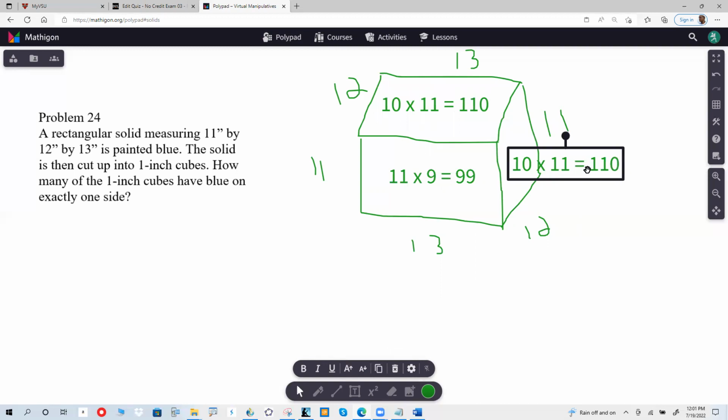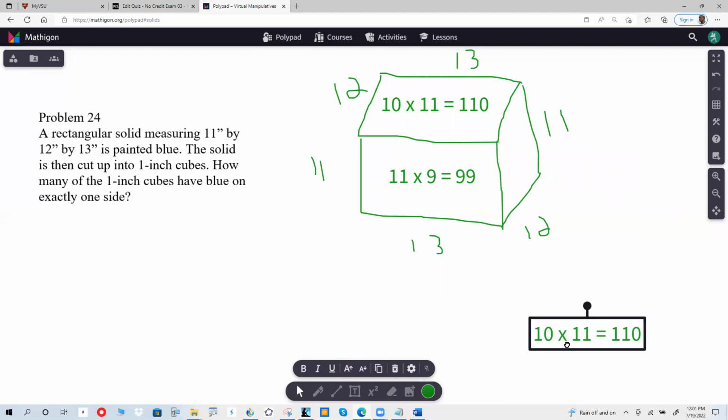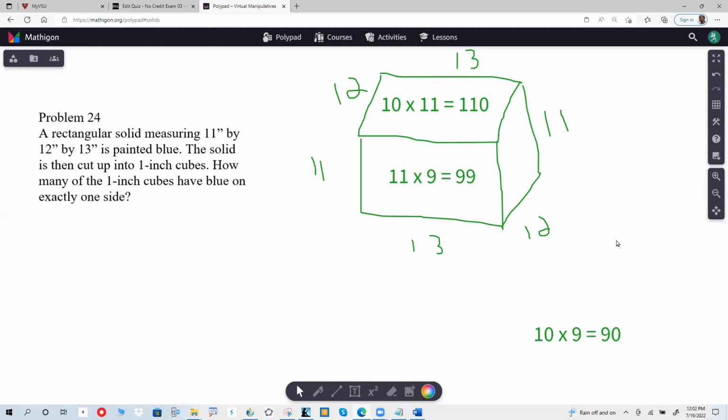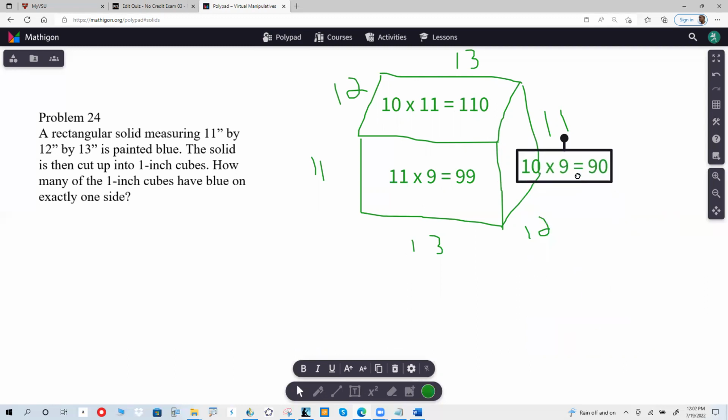Here, it'll stick out. It's okay. 12 minus 2 is 10, and 11 minus 2 is 9. 9 times 10 is 90. Now, I'm going to add all these three numbers. Again, 10 is coming from 12 minus 2, and 9 is coming from 11 minus 2.